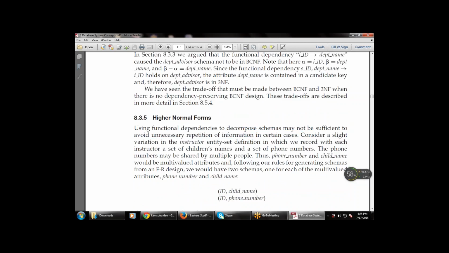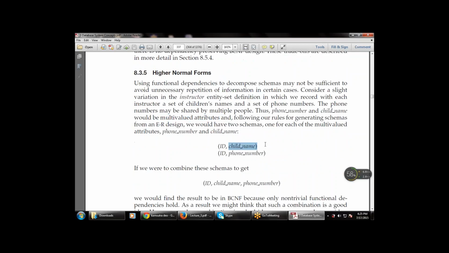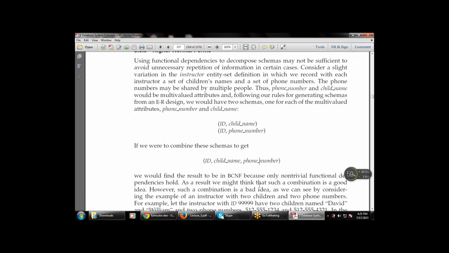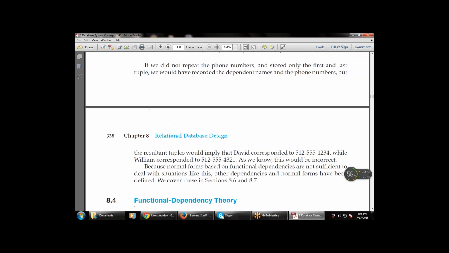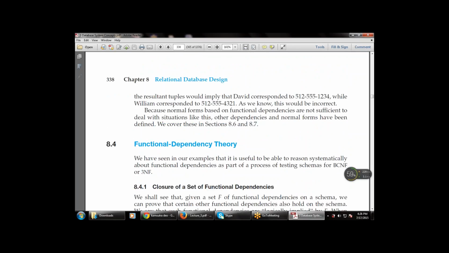Using functional dependencies to decompose schemas may not be sufficient to avoid unnecessary repetition of information in certain cases. Consider a slight variation in the instructor entity set definition in which we record with each instructor a set of children's names and a set of phone numbers. Therefore, the phone number and the child name would be multi-valued attributes, and the following are the rules for generating the schema: ID and child name, and ID and phone number. If we were to combine these schemas, then we get ID, child name, phone number. So these are the three attributes, in the form of a higher normal form.